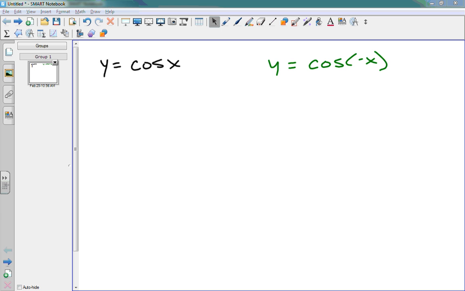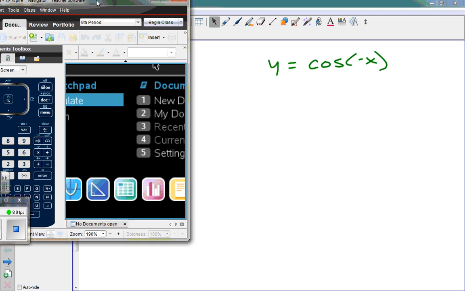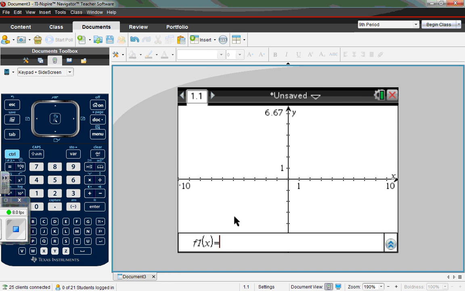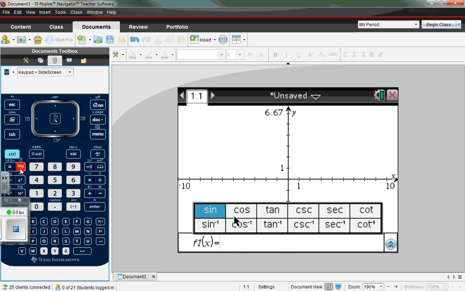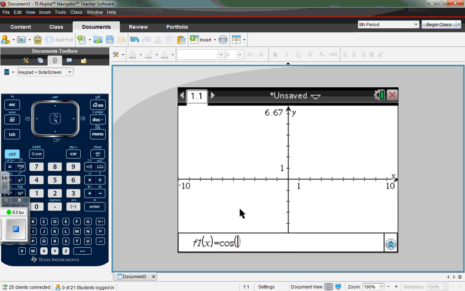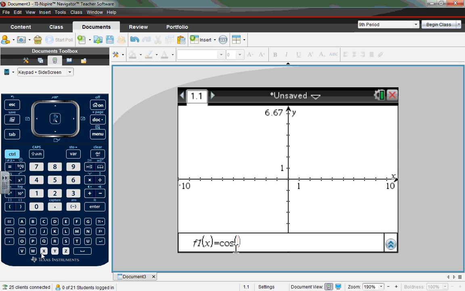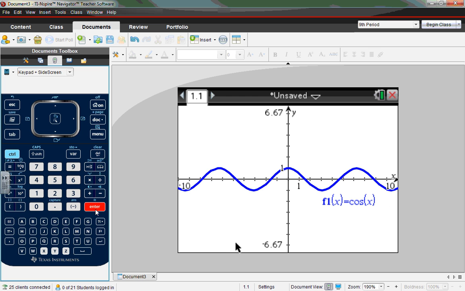So what I want you guys to do, I want you to get out a graphing calculator document here. I want to see the graphing part. And I want you to simply graph the cosine of x. So if I graph the cosine of x and press enter, there's my graph.